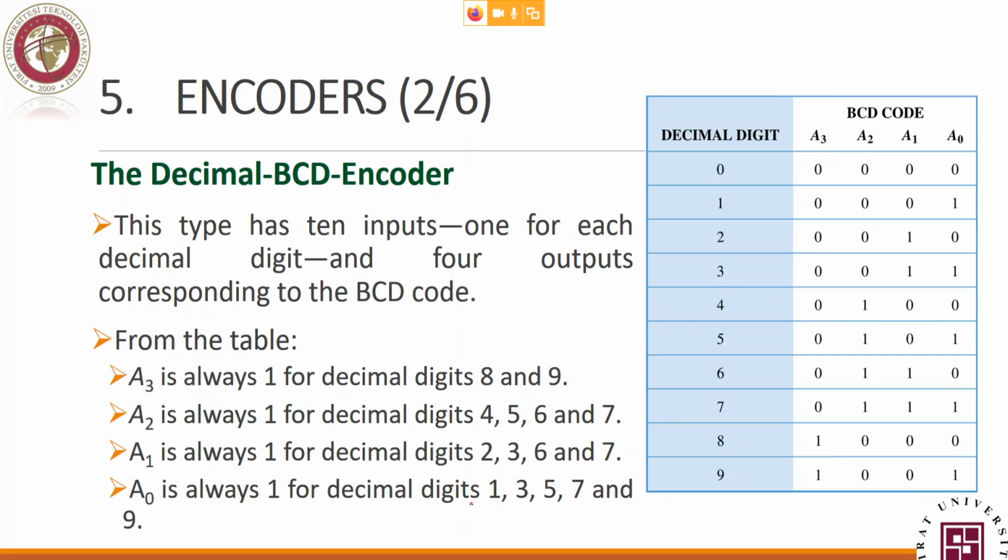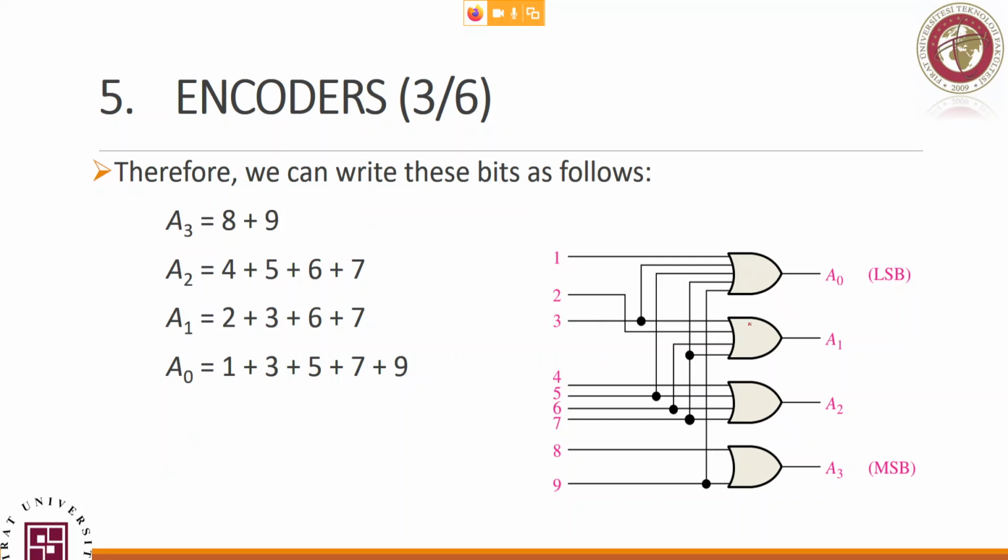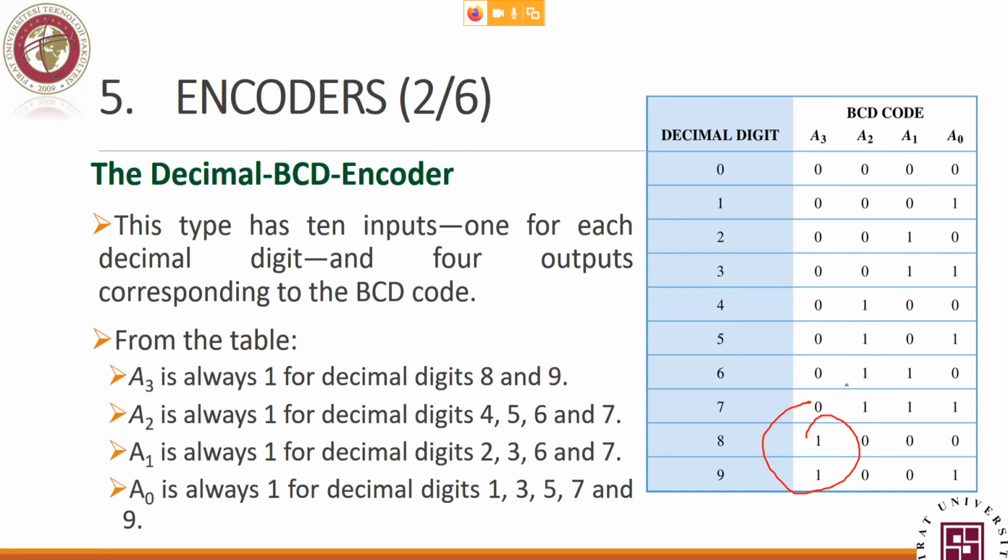Now if you want to design a circuit for this, look at A3. It is 1 with 8 and 9. Okay? How about A2? It is 1 in 4, 5, 6, 7, 0 otherwise. How about A1? 2, 3, 6, 7. How about A0? 1, 3, 5, 7, 9. We can AND those. Oh, sorry, OR, not AND, because we say OR. I'm very sorry. So A3 would be 8 or 9 as 1, either one of them.